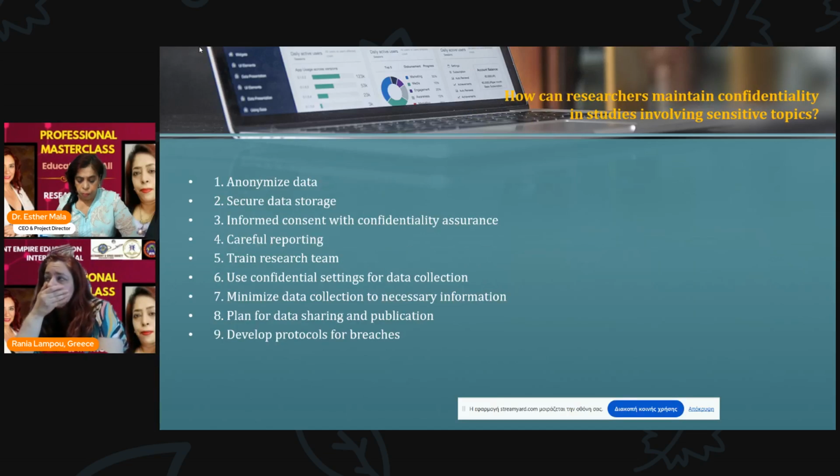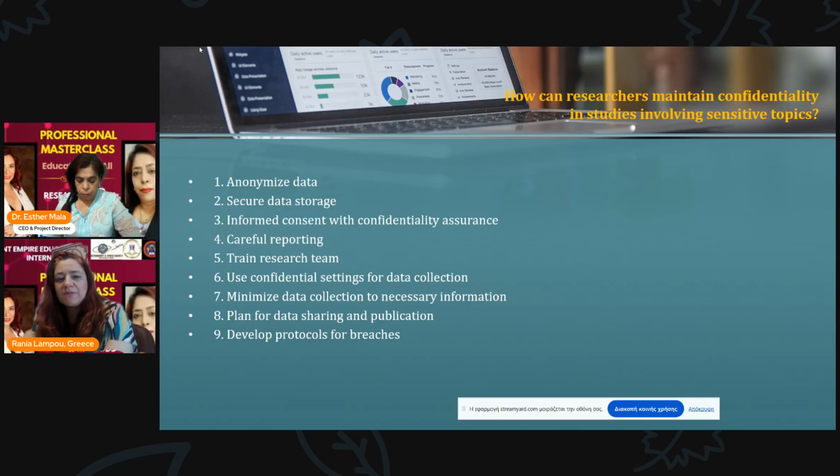And researchers should maintain confidentiality in studies involving sensitive topics. So what are some key strategies that they can use? First, anonymizing data. Remove or code any direct identifiers. That could be ID numbers, addresses. Use pseudonyms or participant codes in transcripts and reports. Avoid including details that could indirectly identify participants. Secure data storage: store data on encrypted devices or secure services with restricted access, or keep physical documents in locked cabinets, and limit access to authorized research team members.